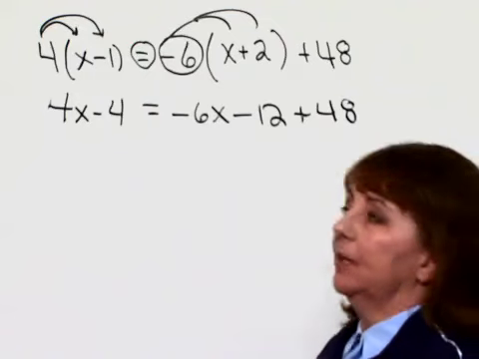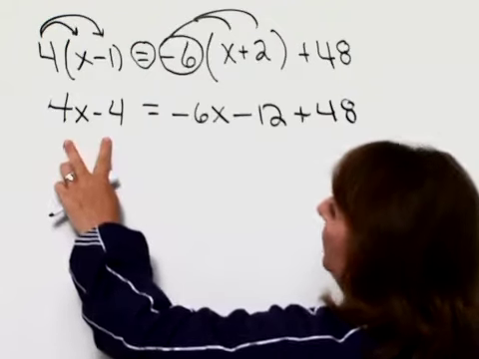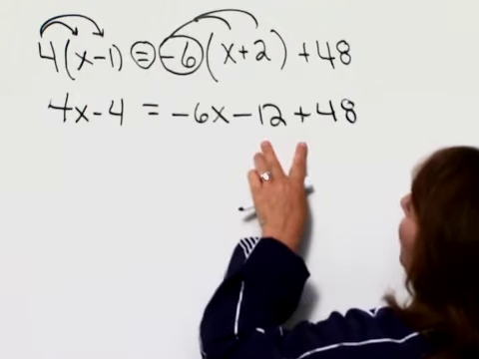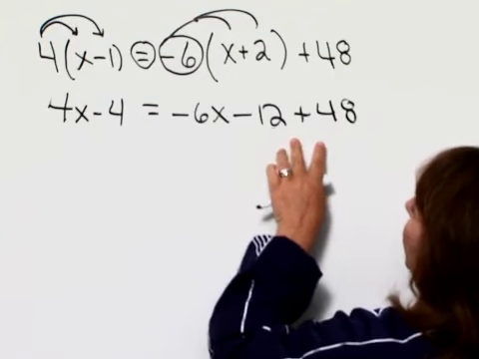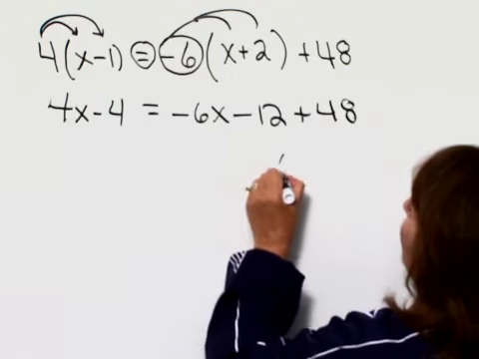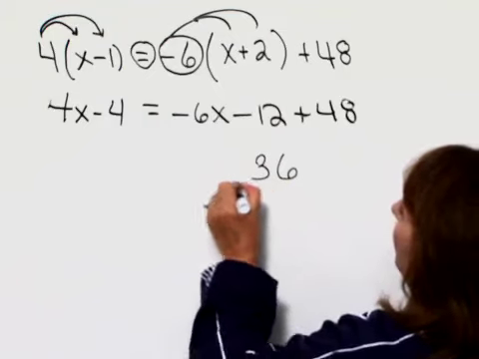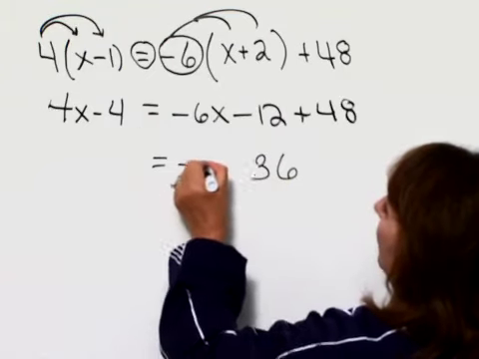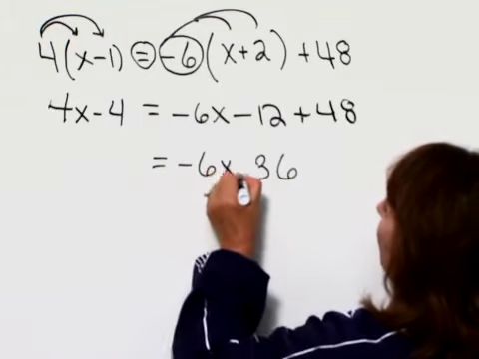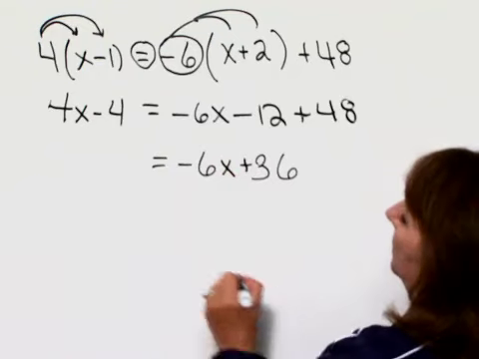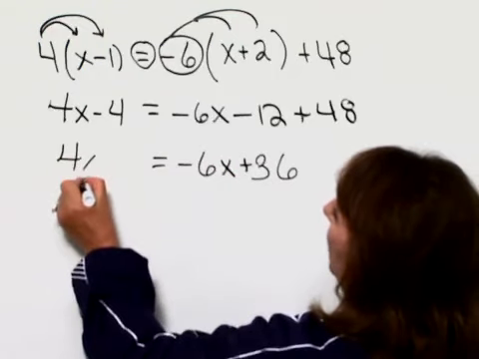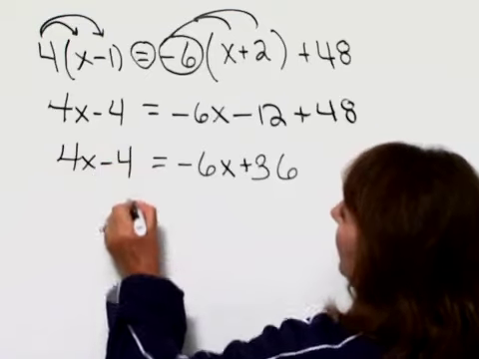Now we're going to simplify each side of the equation. The left side is simplified, but on this side, add negative 12 and 48. When we add those numbers together, we get 36. So this side of the equation becomes negative 6x plus 36. This side is 4x minus 4.